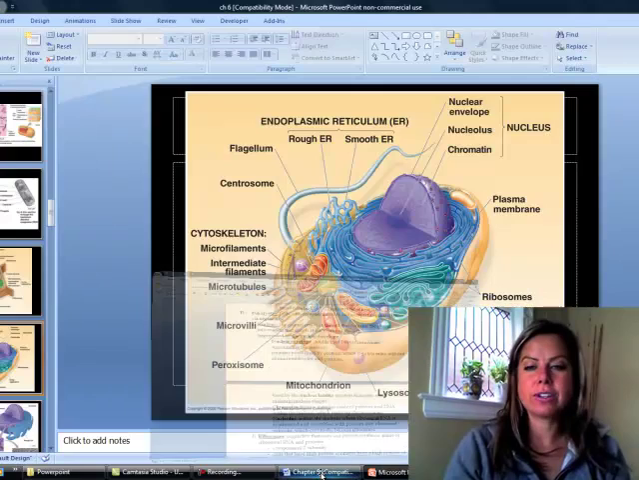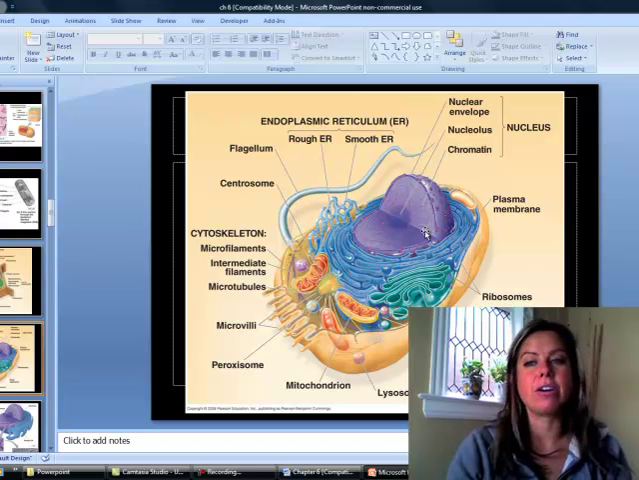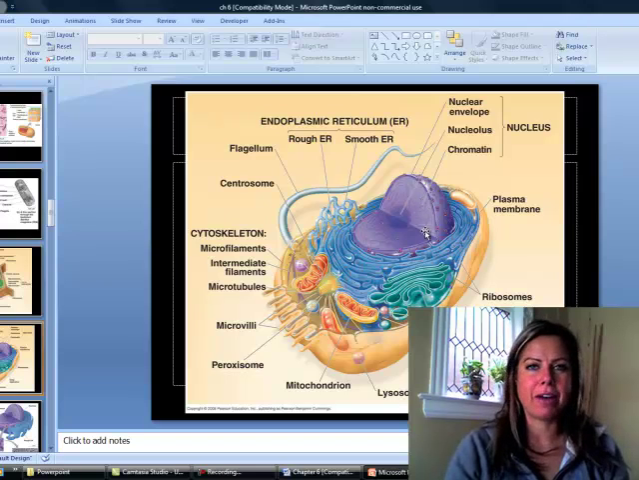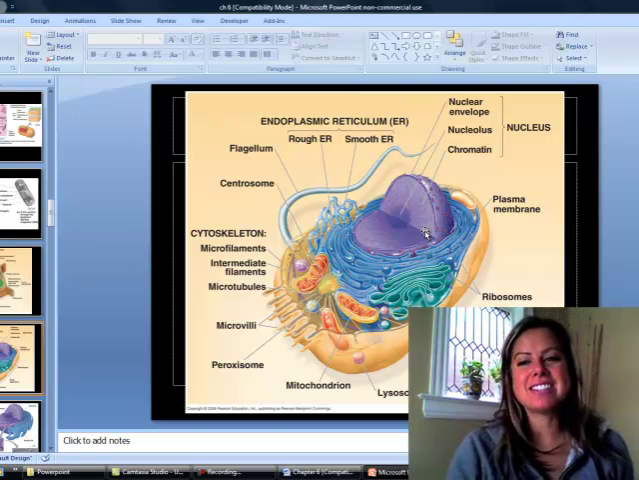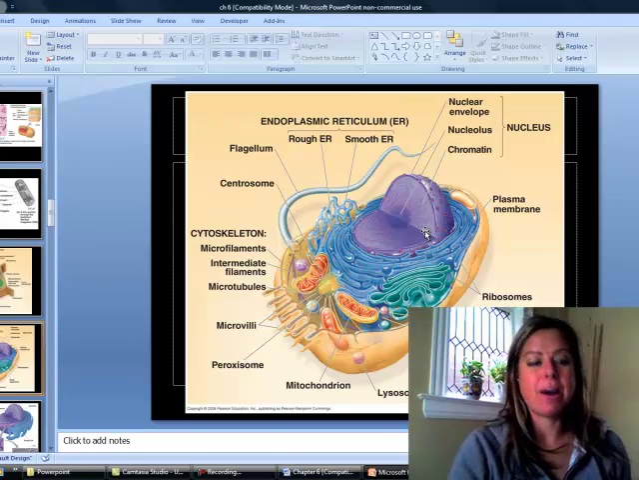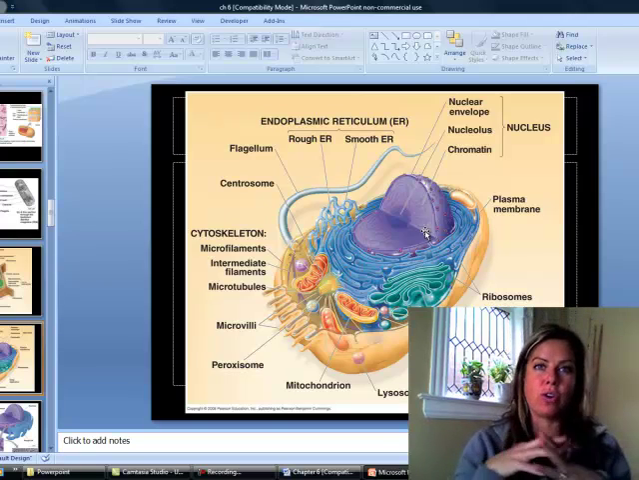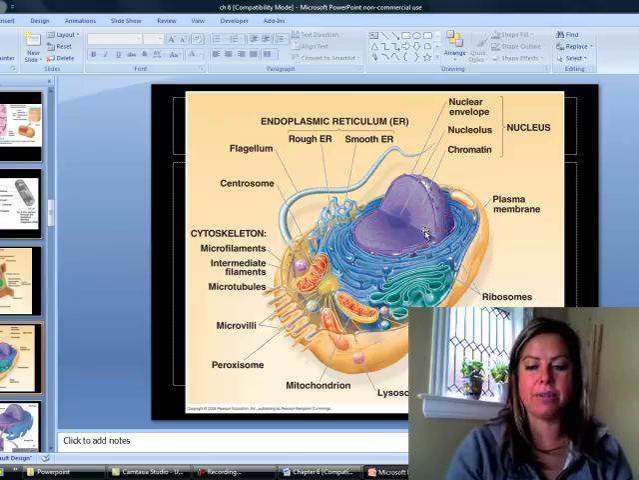So we're going to start out with this big purple thing right here called the nucleus. You probably learned about that in science before. The nucleus is going to be where the DNA is stored, and it's also going to be the control center of the cell. What that means is that it is going to control everything that's going to happen inside the cell.